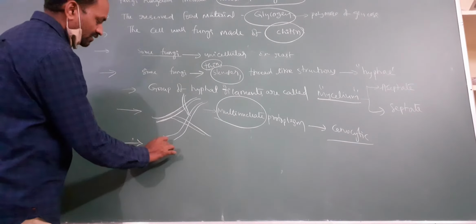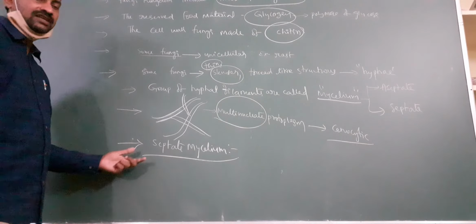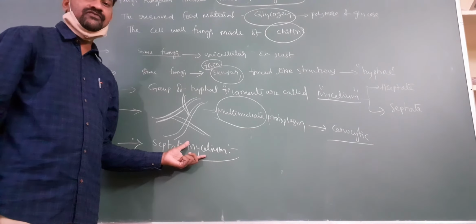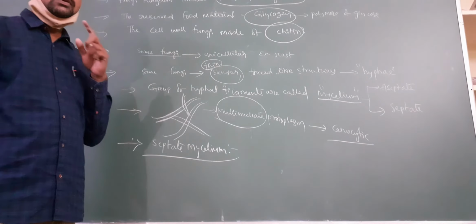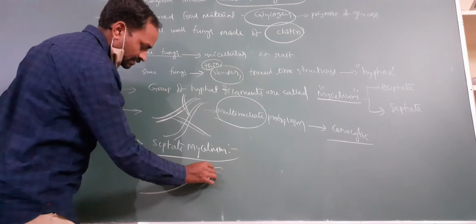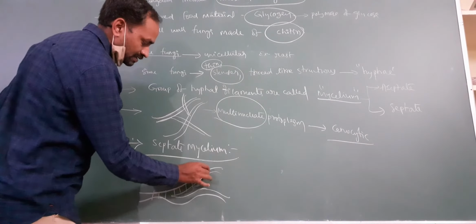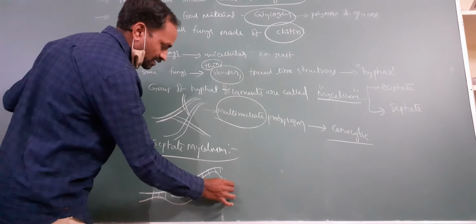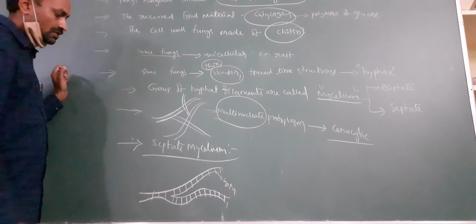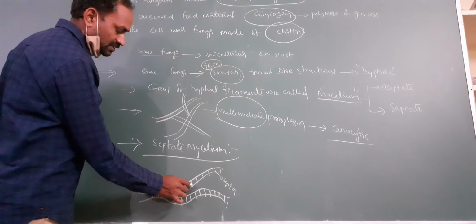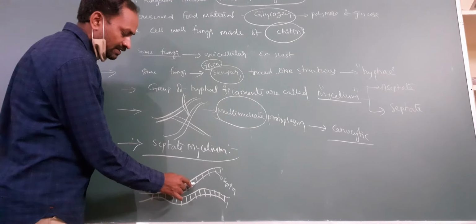Next one, septate mycelium. What is septate mycelium? The name itself indicates it: a group of hyphae is nothing but mycelium. Here, the hyphae have internal cross walls. These cross walls are called septa. So the mycelium is divided into a number of cells. This is one cell, this is one cell, this is one cell. Each cell contains one nucleus.